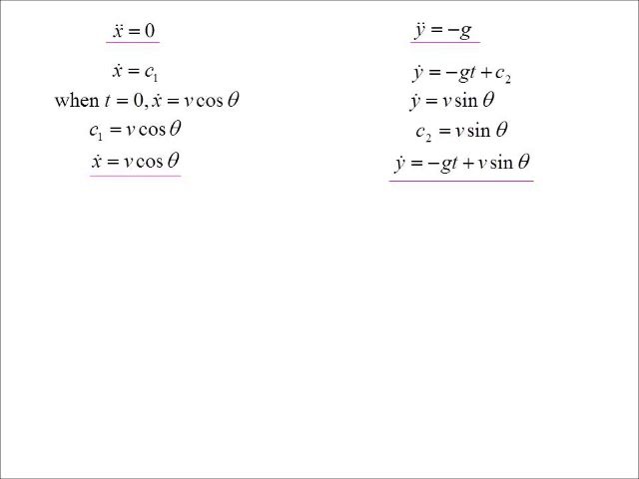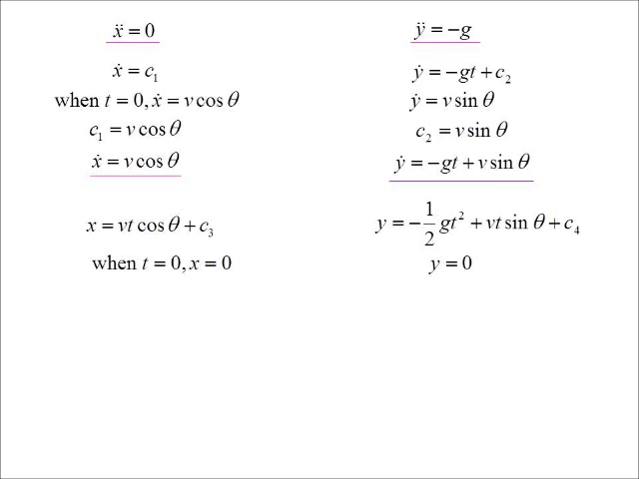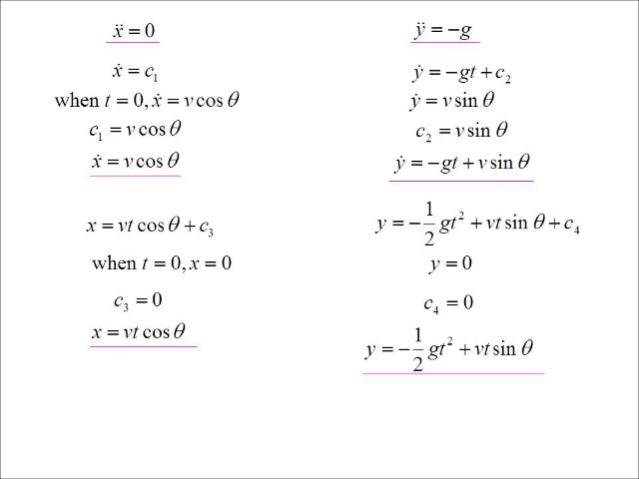So if I now want to find an equation for displacement, I'll integrate again. v cos theta is just a constant, so I get vt cos theta plus a constant. y will be minus a half gt squared plus vt sin theta plus a constant. And again, if I sub in the initial conditions, which I conveniently set at the origin, those constants turn out to be 0. So x is vt cos theta, y is minus a half gt squared plus vt sin theta. These, the things I've underlined there, are our equations of motion. We should be able to solve any problem with just those equations.